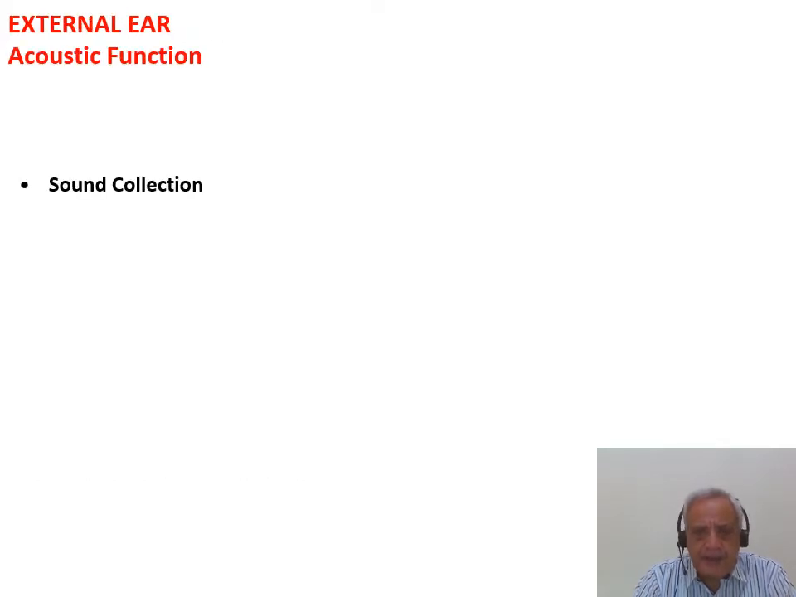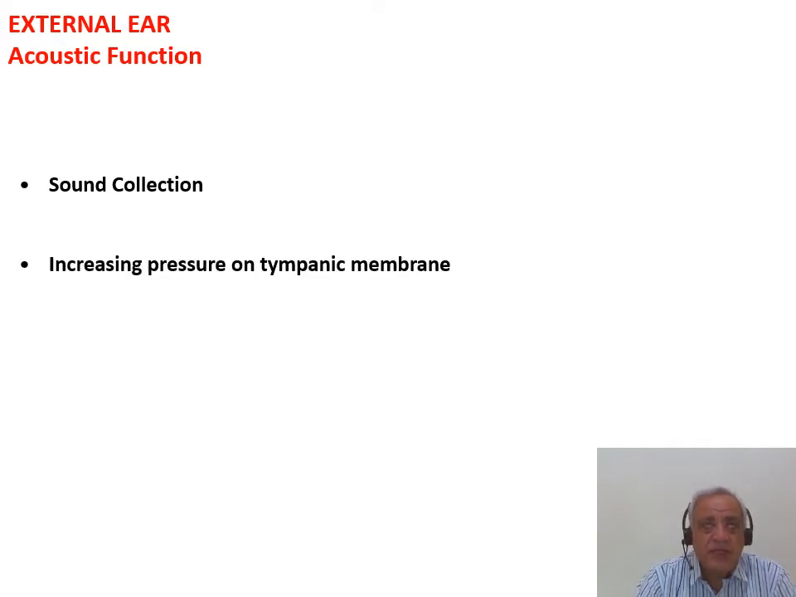The external ear has three main acoustic functions, but it's mainly for sound collection. It's a tube for collecting sound. It has a role in some magnification, but not like the middle ear. It increases pressure on the tympanic membrane, but to a lesser extent than the middle ear. One of the main important functions of the external ear is localization of sound, so you know from where the sound comes. Is the sound coming from your right side or from your left side?